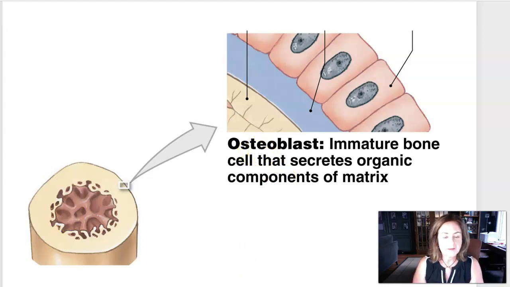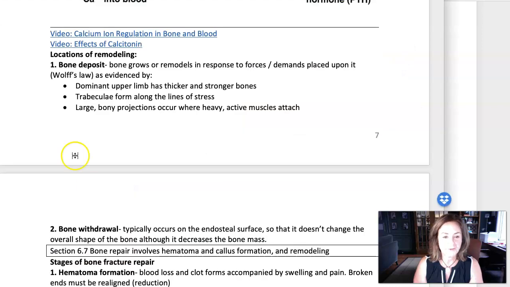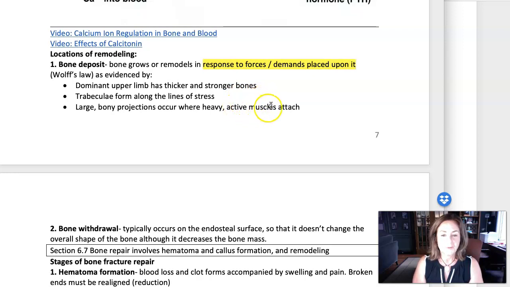Now, when we break down the skeleton, I guess I'll just go to the notes. So bone deposit: bone grows and remodels in response to forces or demands placed upon it. So like I said, it's going to get built up where we're stressing the skeleton. And there's a lot of evidence for this. Trabeculae forming along the lines of stress, dominant limb has stronger bones, and sites of muscle attachment. I talked about that a little bit.